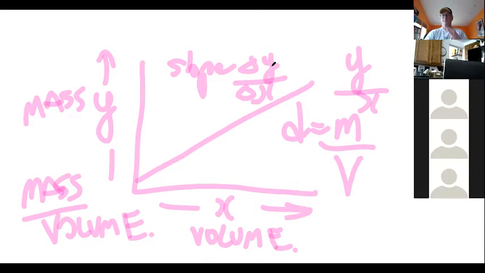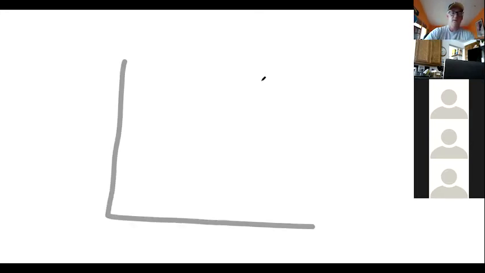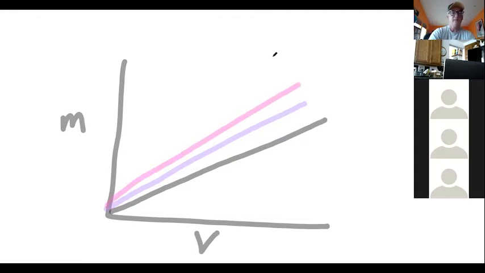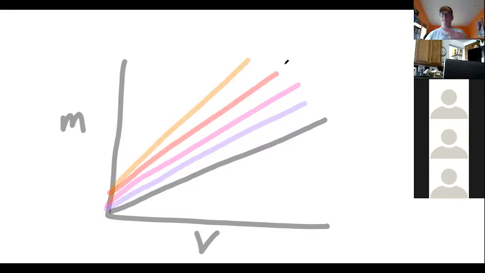So that's what we're going to do. We're going to measure the slope of the line for a number of different solutions today. We're going to have our volume over here and our mass over here. And so we'll look at just water, and then we're going to look at 10% sucrose, and then 20% sucrose, and then 30%, and then 40%, and so on.